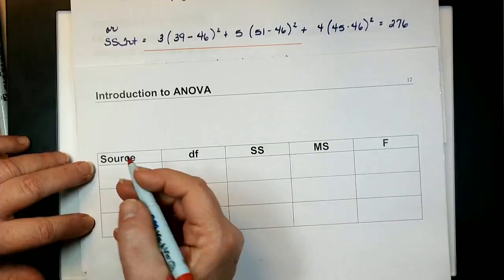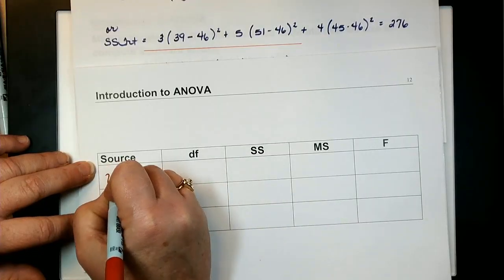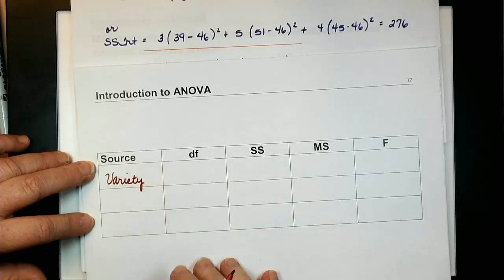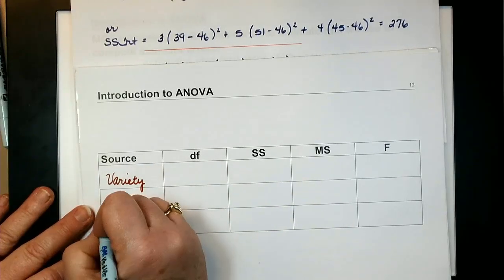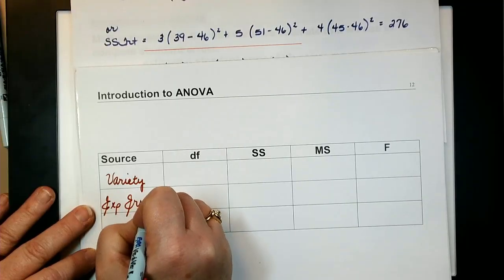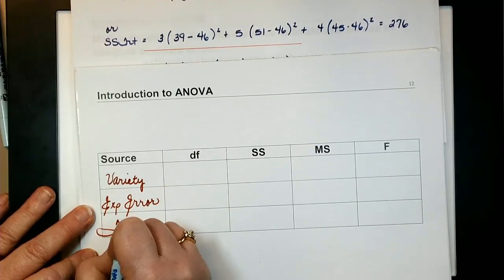So rather than just treatment, our group that we're talking about in this case is variety. You know it, so specify it. And then we have experimental error. I tend to write that instead of error. And then our total.